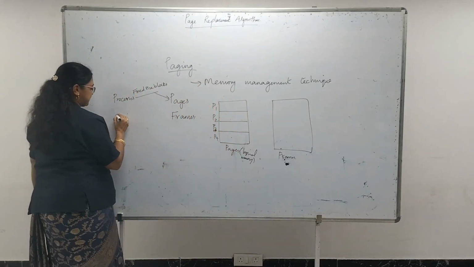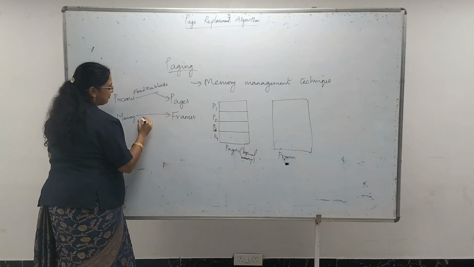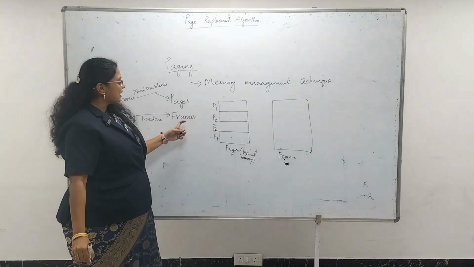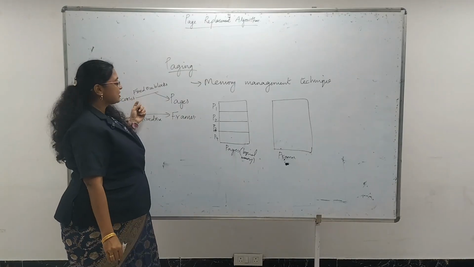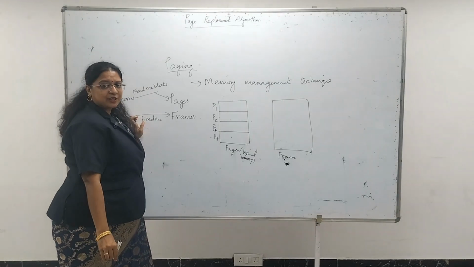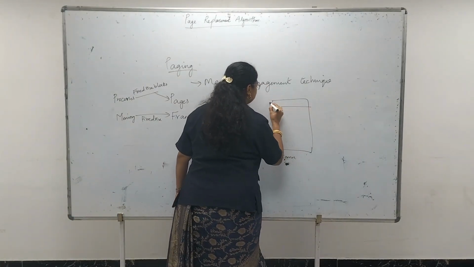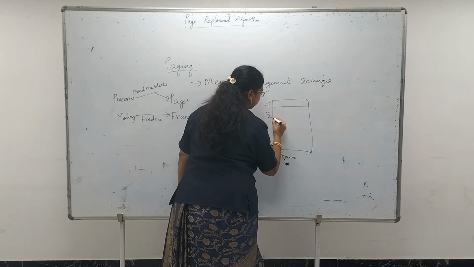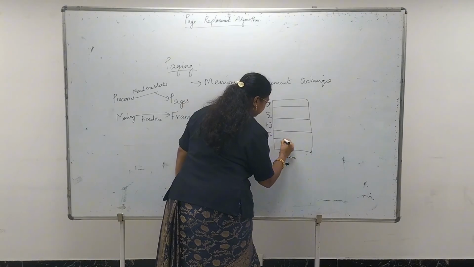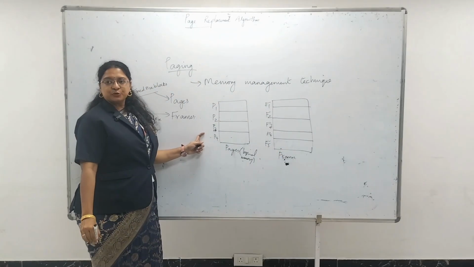Frames are your memory space, that is, your memory is divided into fixed size blocks, that is your frames. So each process is split up into fixed size blocks called pages, and then memory space is divided into fixed size blocks known as frames. That is F1, F3, etc. up to F5.